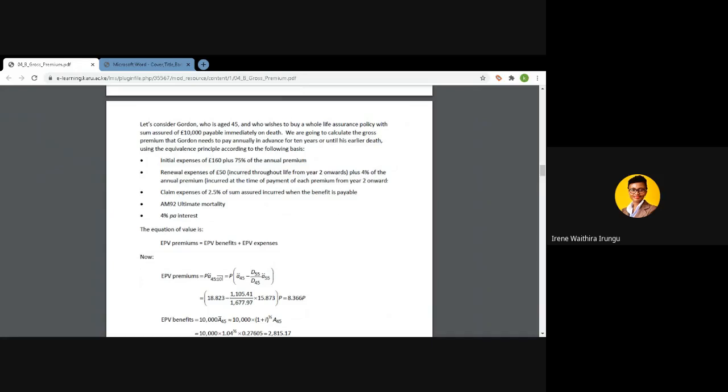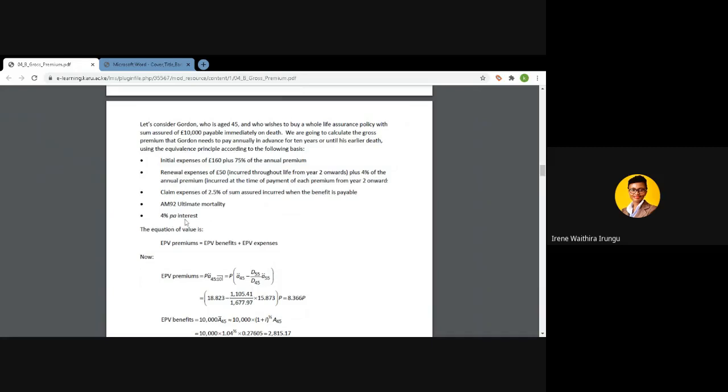So this amount is only payable once, and it being a whole life contract, it is only payable when death occurs. So it will be attached to the sum assured of 10,000, which was our sum assured here. And then we're told that we're using M92 ultimate mortality at 4% per annum interest.